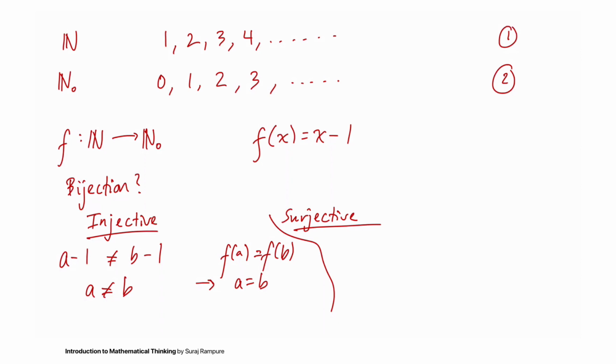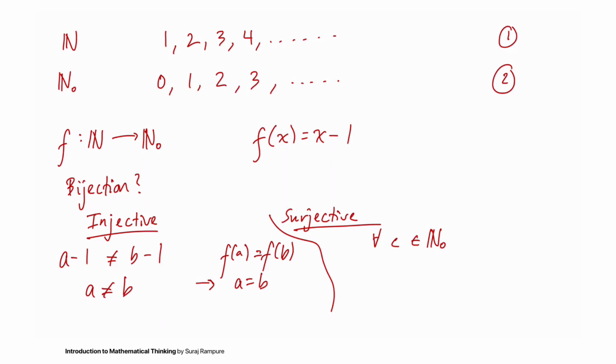I.e., we're asking, will every number in the set of whole numbers have a pre-image? Meaning, will there always be something mapping to every number in the set of whole numbers? And the answer to that is yes, right? We want to know that for all elements C in the set of whole numbers, there's something mapping to it from the natural numbers, okay?